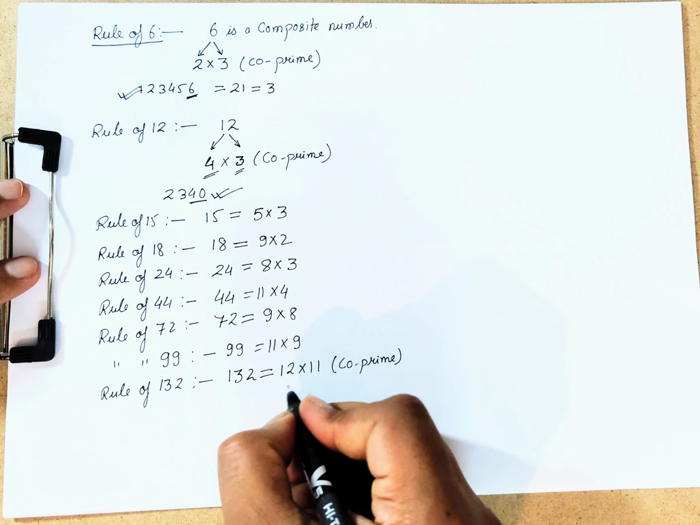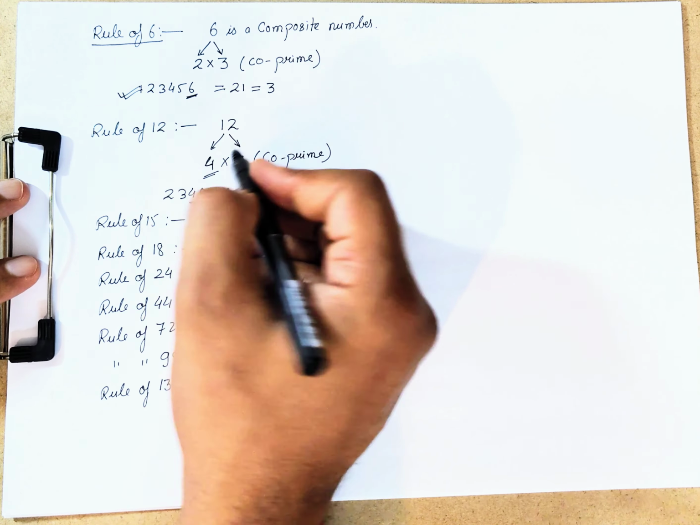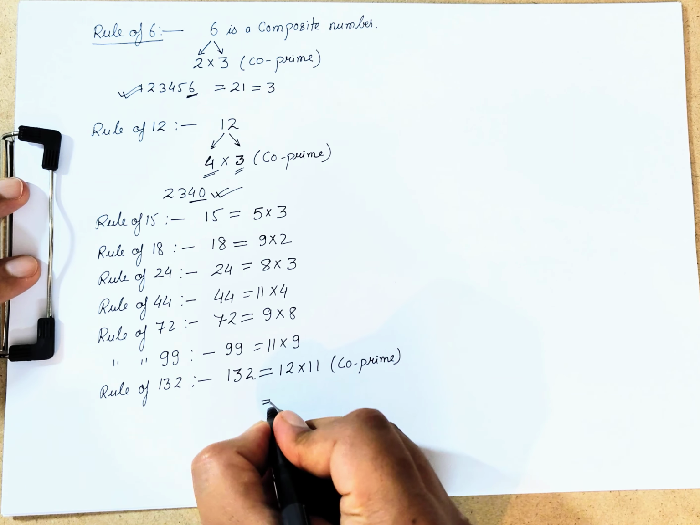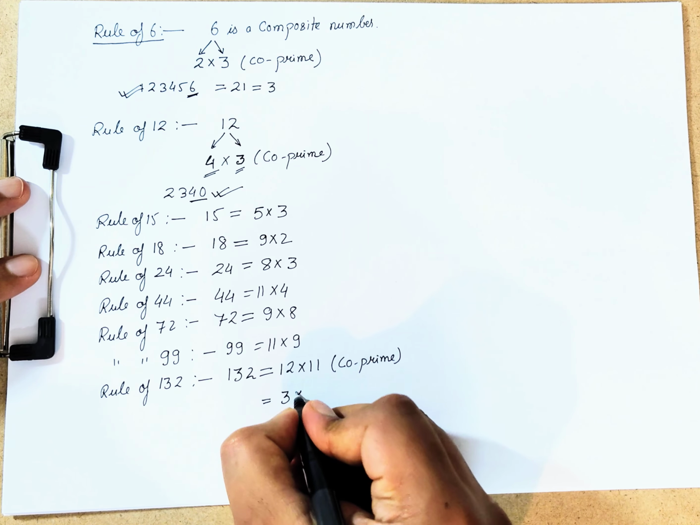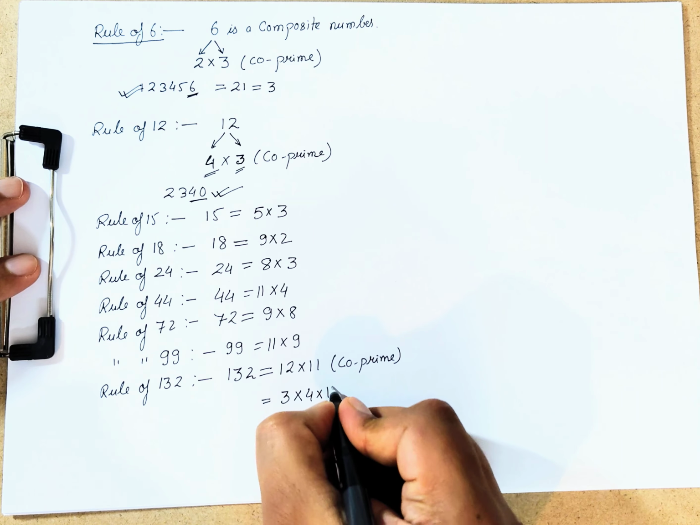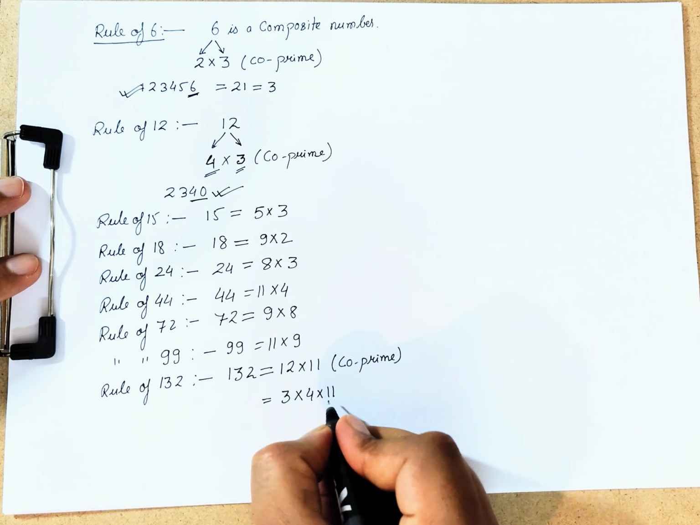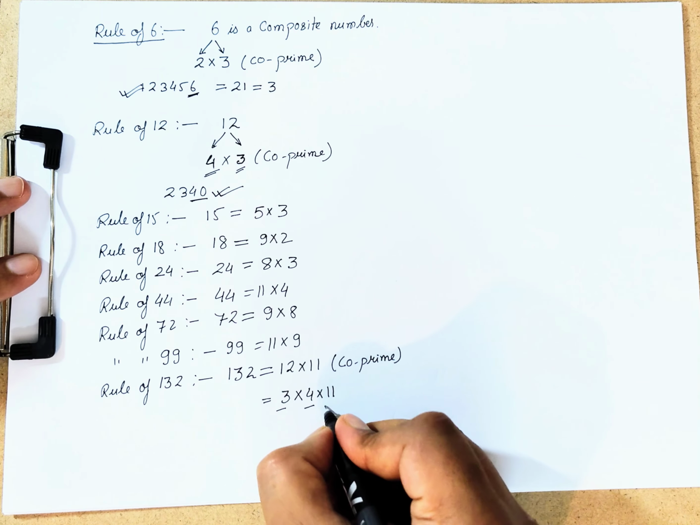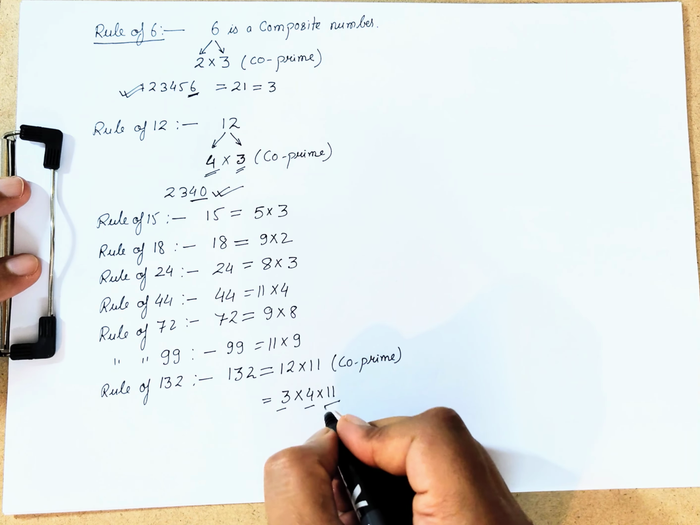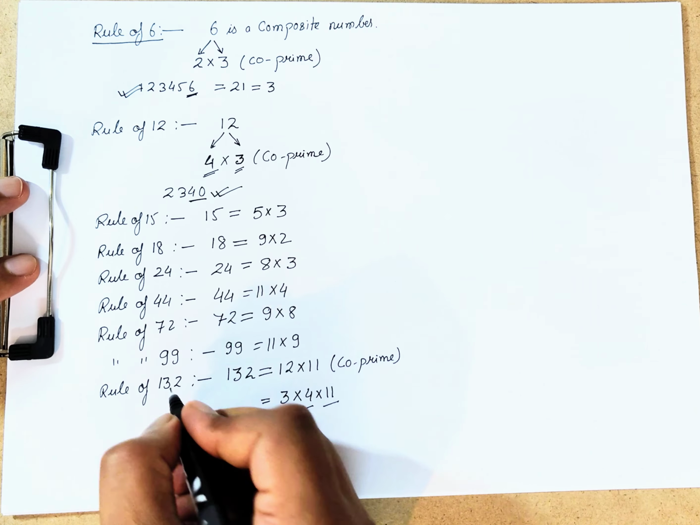Now 12 can be again written as 4 into 3. So we can write 3 into 4 into 11. So if a given number is divisible by all three numbers, 3, 4 and 11, then that number is divisible by 132 as well.